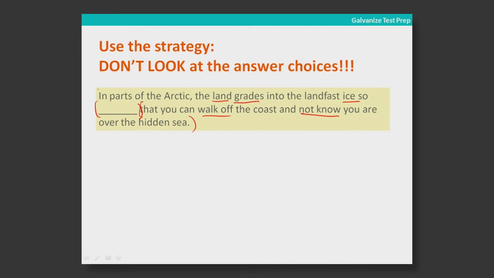So maybe we come up with our own word or phrase for the blank at this point. Remember, the step after you identify all of these clues is to come up with your own word or phrase. So in what way is this happening? It's happening in a way that you don't know that you're over the hidden sea. So maybe it's not obvious, it's not noticeable. So you can go for a word maybe like unnoticeably. That could be the kind of word you fill up the blank with.